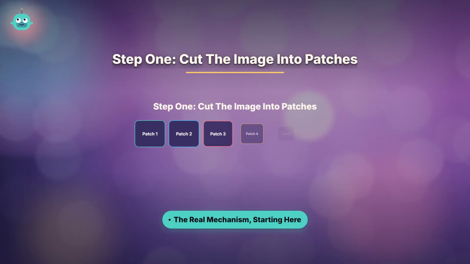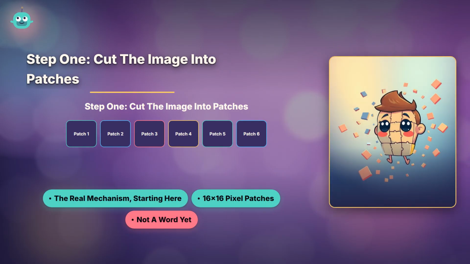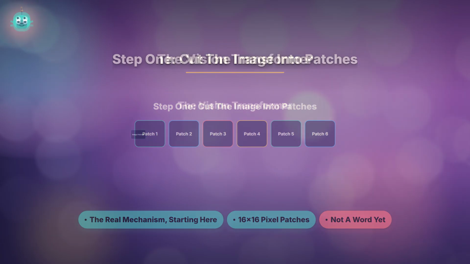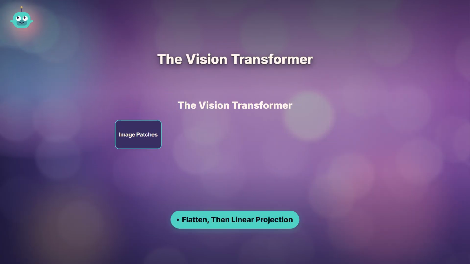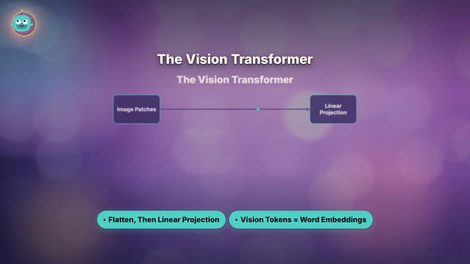Here's the real mechanism, starting with the image itself. The photo gets sliced into a grid of small square patches. 16 by 16 pixels is a common size. Every patch becomes its own separate chunk, but a grid of pixel numbers still isn't a word yet, not even close. Each patch gets flattened into a list of numbers, then run through a linear projection. That projection turns every patch into a vector, a vision token the exact same shape as a word embedding.